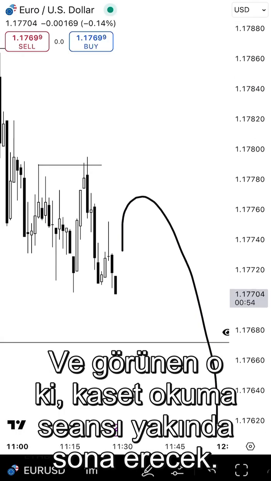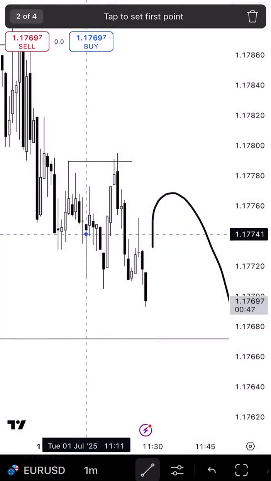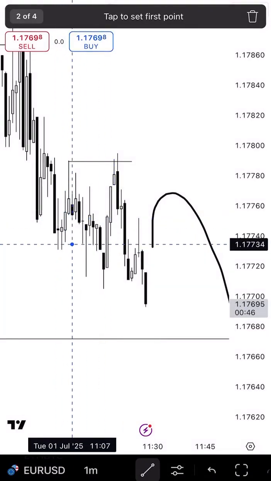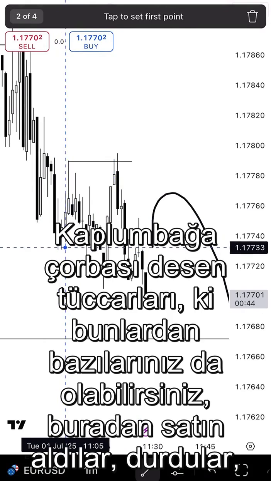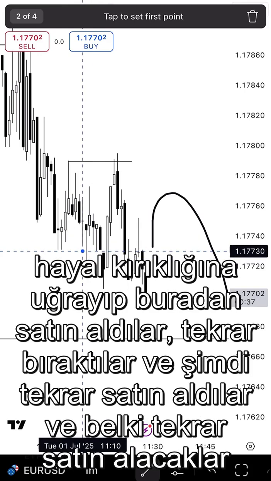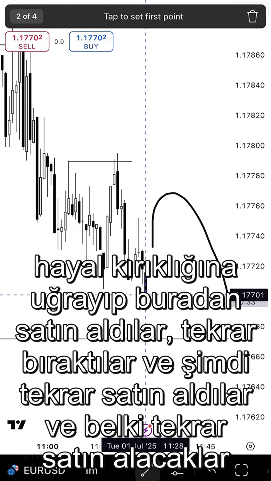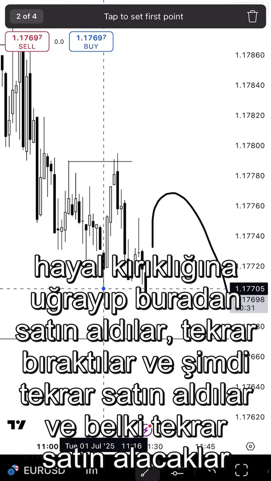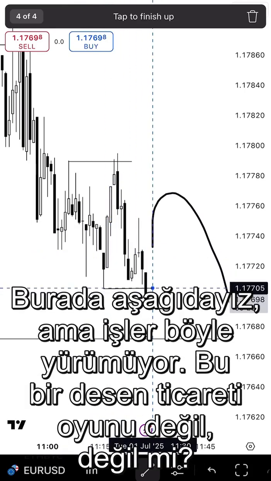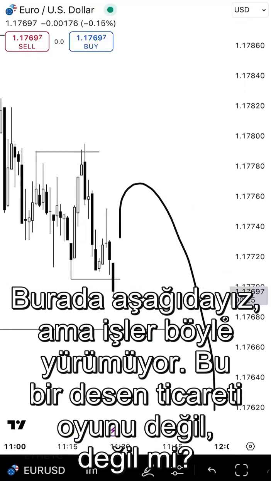And it looks like the tape reading session is going to end soon. Turtle soup pattern traders, which may be some of you, bought here, stopped out, got frustrated, bought here, stopped out again, and now again, and perhaps they will buy again down here, but that's not how this works. This is not a pattern trading game, right?